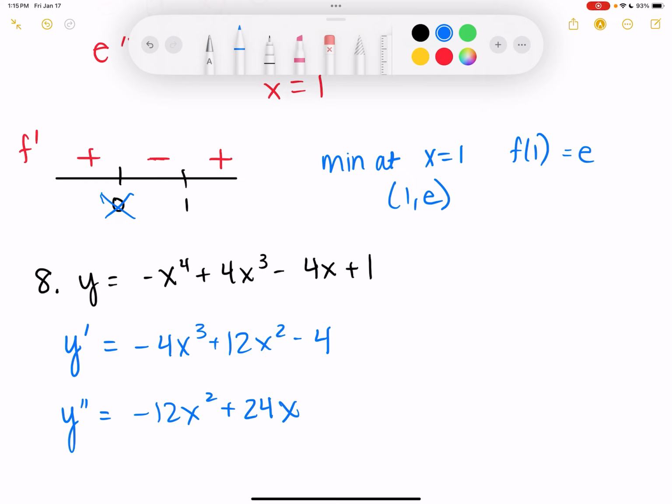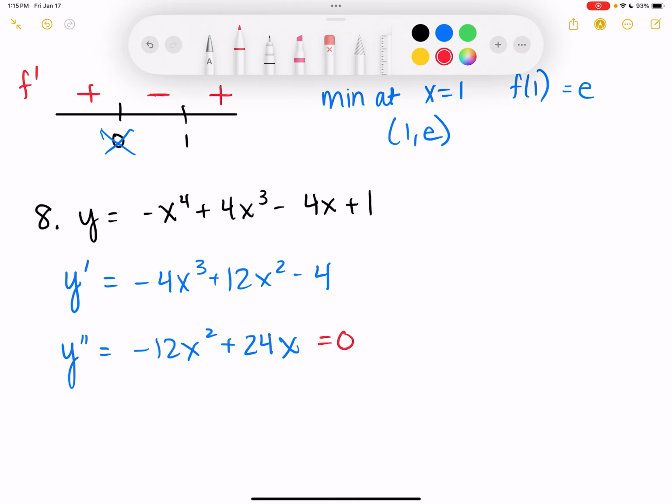So now we need to set this equal to 0 and solve. Okay, we factor out. Do we want to take out the negative 12x or just 12? I would recommend negative 12x. Gosh, I keep writing the wrong sign. So I get x equals 0 or x equals 2.